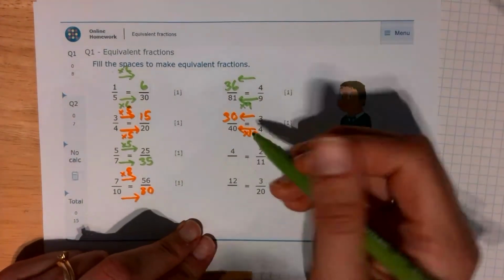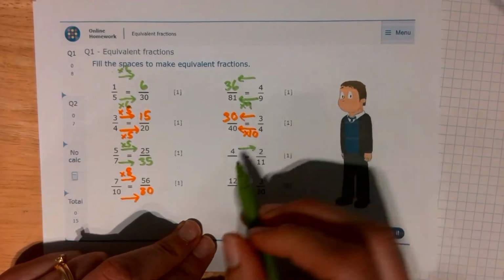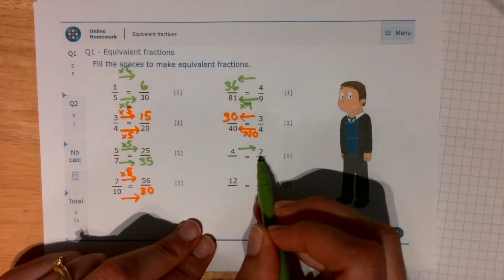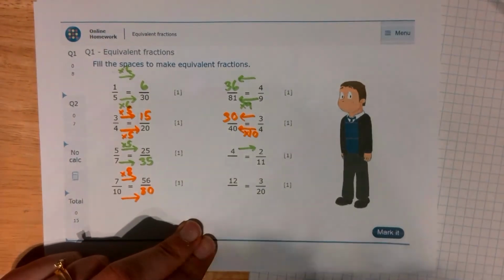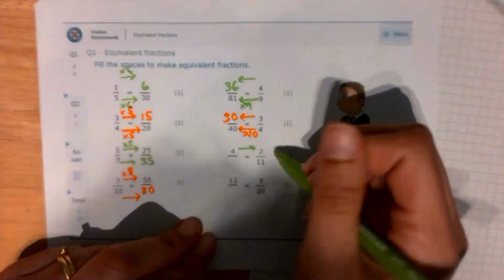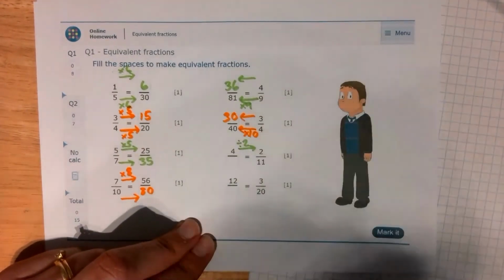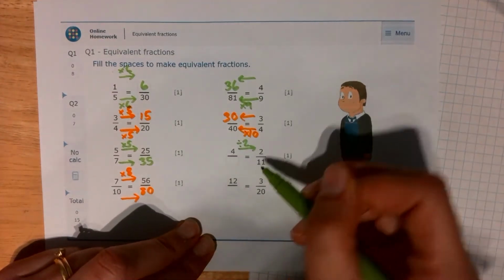I've got 4 of something, which is equal to 2/11ths. Well, I've got, instead of 4 pieces, I've now got 2 pieces. So instead of multiplying, I've squished my pieces together to make bigger pieces. I've only got half the number of pieces, or you could say I've divided the number of pieces by 2. So whatever happens to this one must happen to this one.